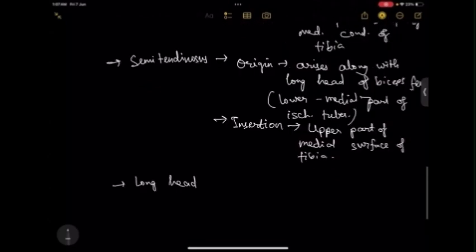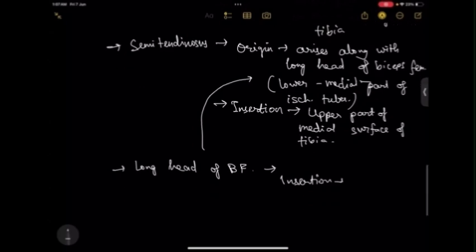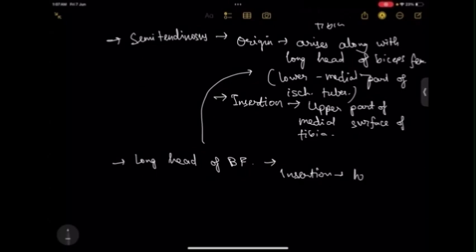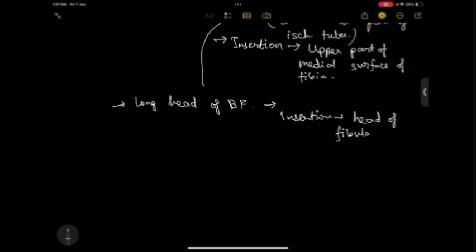See the long head of biceps femoris. You can see it's covered in this part. Since these are extra parts, I'm not writing in much detail. Where is it inserted? That we can write down. It's inserted in the head of the fibula. You just really need to write head of fibula. Don't write excess details.